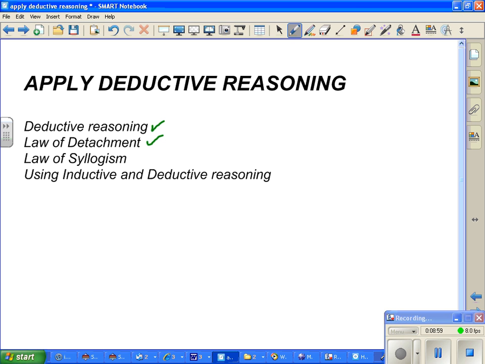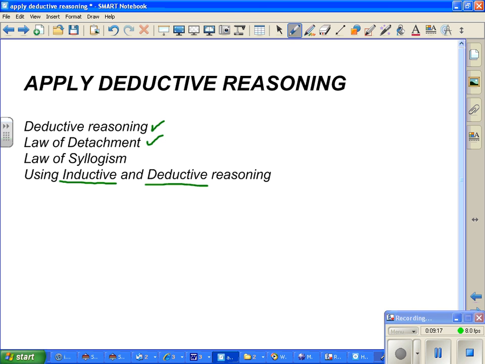Law of syllogism. If A, then B. If B, then C. And if both of those are true, then if A, then C. Okay, and we did the lab partner one there in chemistry. Okay, then using inductive and deductive reasoning. Inductive, you form a conjecture. Deductive, you prove that conjecture.